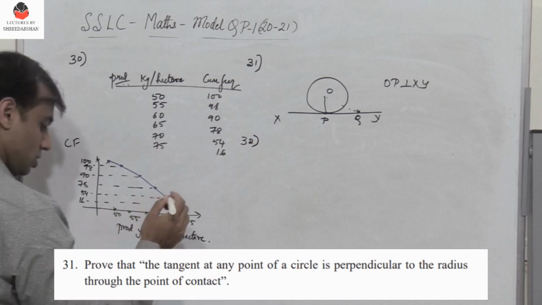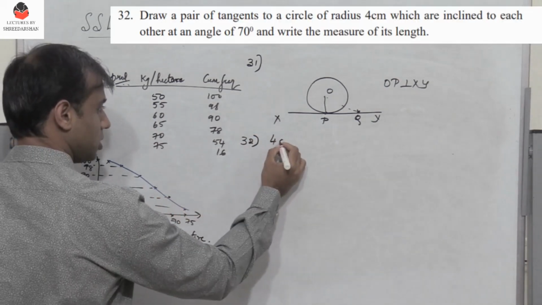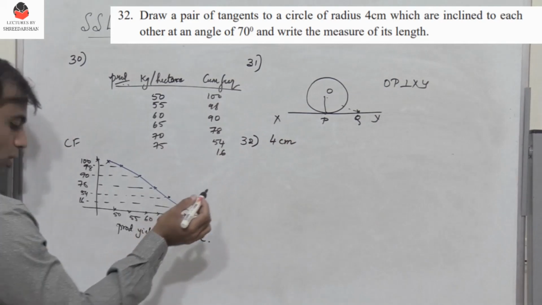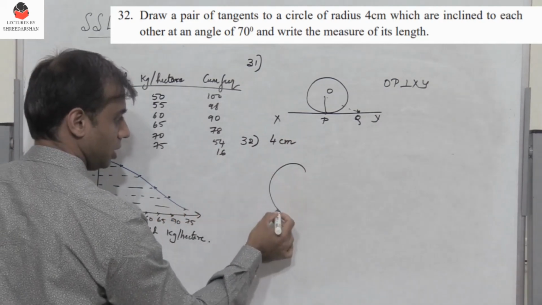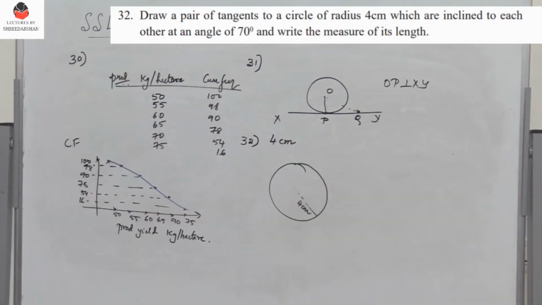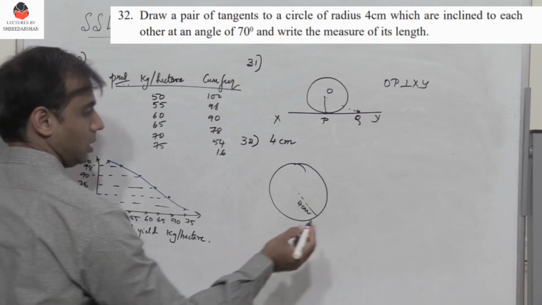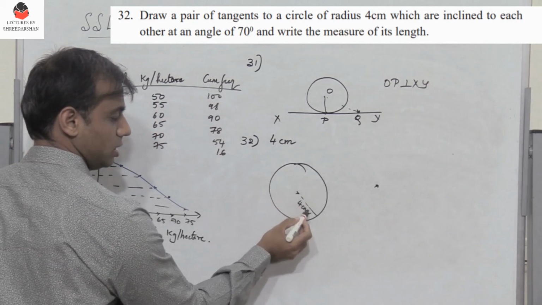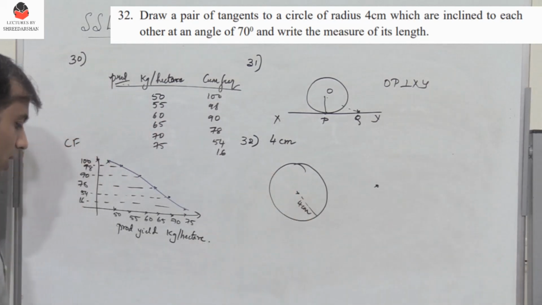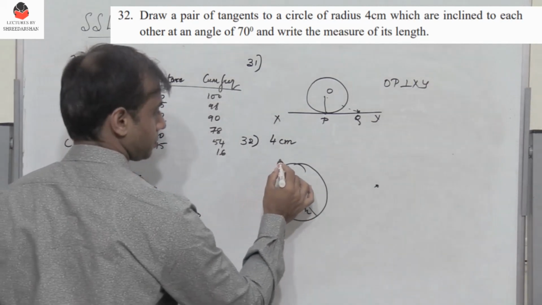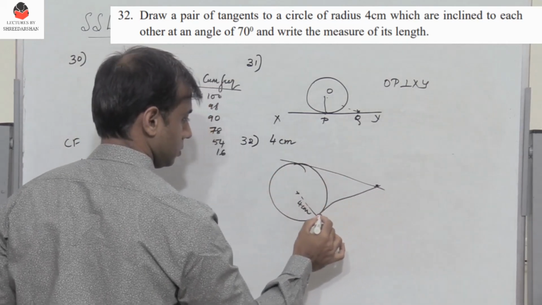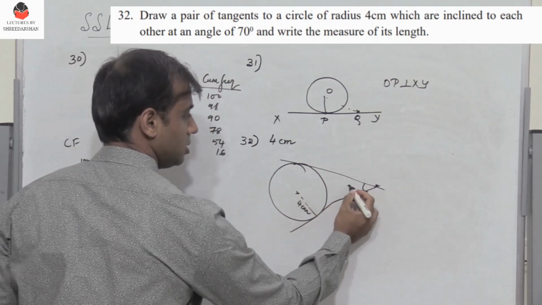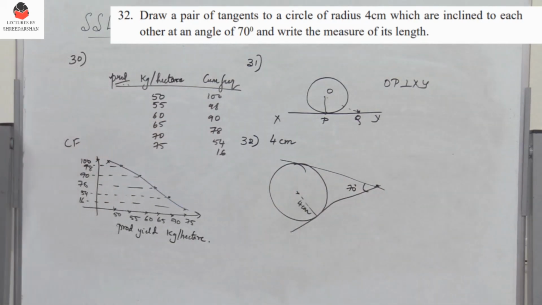Again, problem 32 is a construction problem. Draw a pair of tangents to a circle of radius 4 centimeters, which are inclined to each other at an angle of 70 degrees, and write the measure of its length. So here I have a point and this is the radius of the circle, which is 4, and there are two tangents. And what is this angle? This angle is 70 degrees, which is being given here.